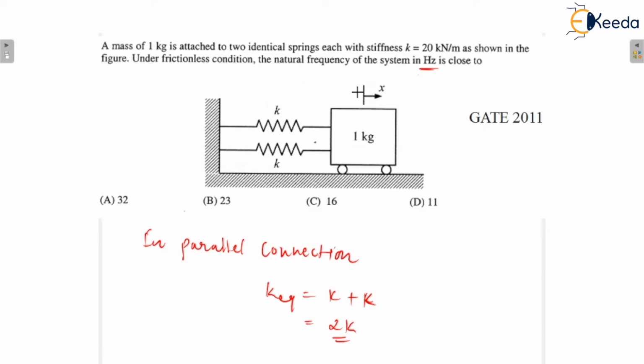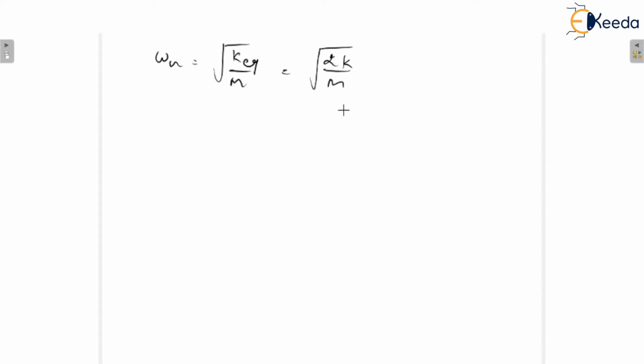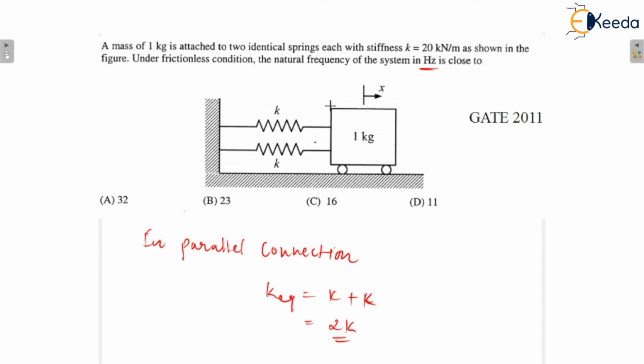This is omega n is equal to square root of K equivalent upon mass, and K equivalent is 2K upon m. But here the most important thing is that because in the examinations there is less time, most of the students make a mistake here. They will give you the answer in radian per second, because in most of the questions we generally find omega n in radian per second. So that's why most of the students get that answer in radian per second.